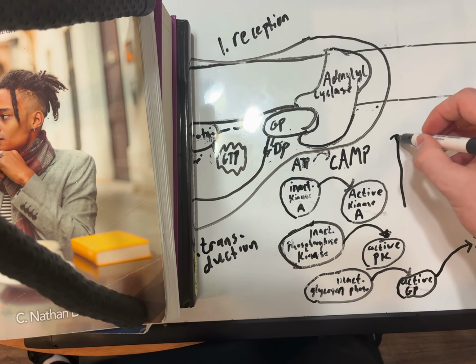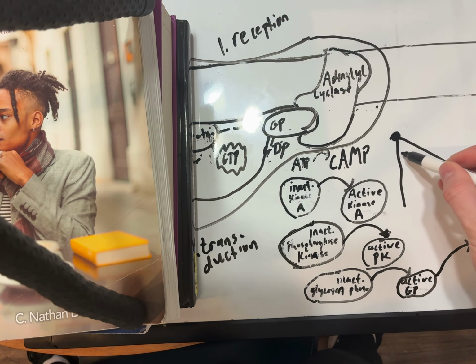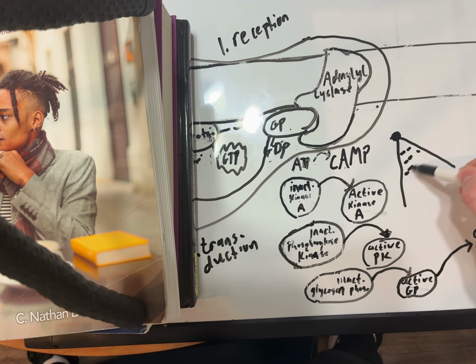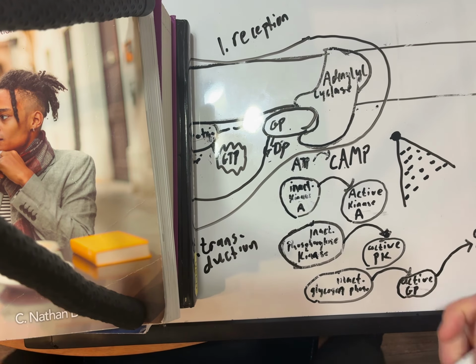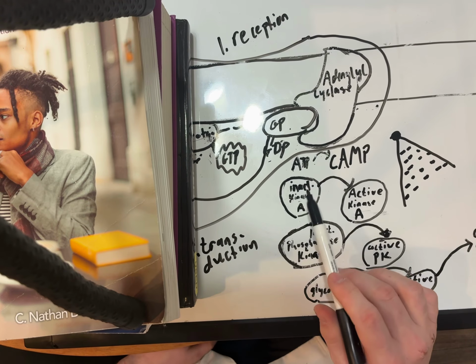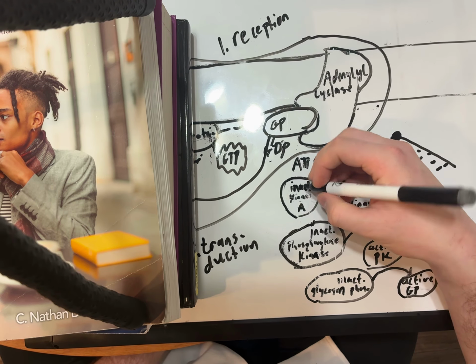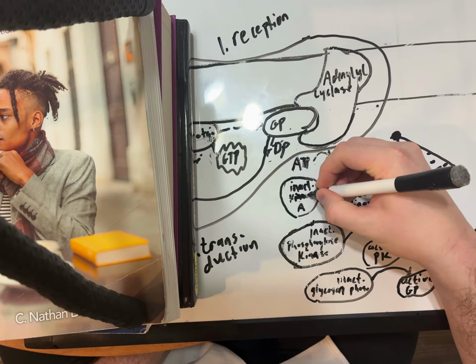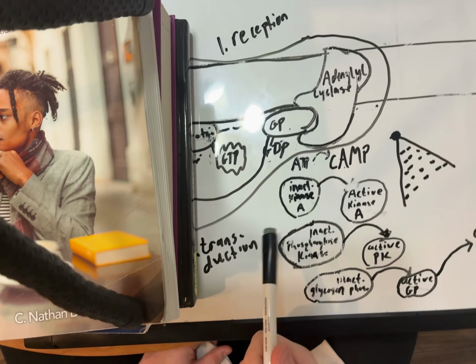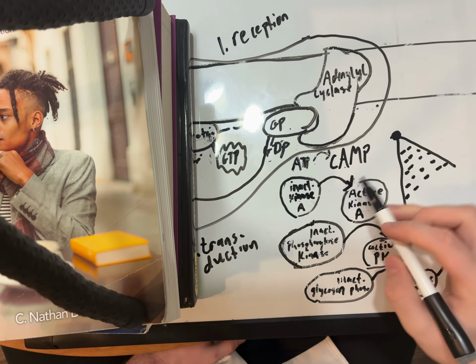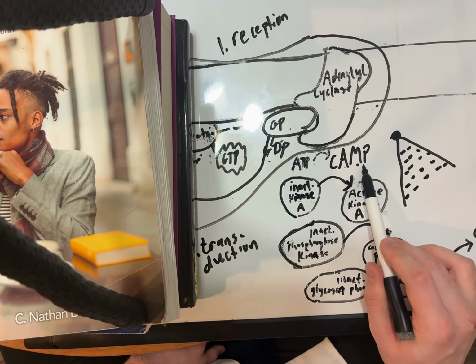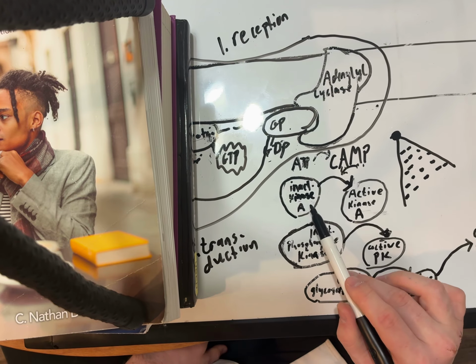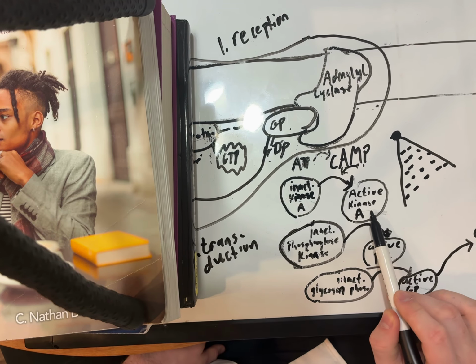So we start with one molecule of epinephrine, but as we go through this process, at each stage we get more and more signaling molecules. And that's because we have this cascade effect. So let's get into it. We have this inactive protein kinase A, or PKA. And what cyclic AMP is going to do is donate a phosphate, phosphorylate the kinase to activate the kinase.